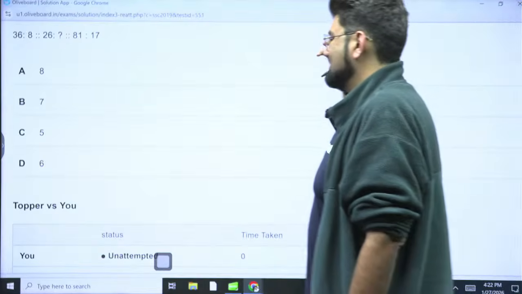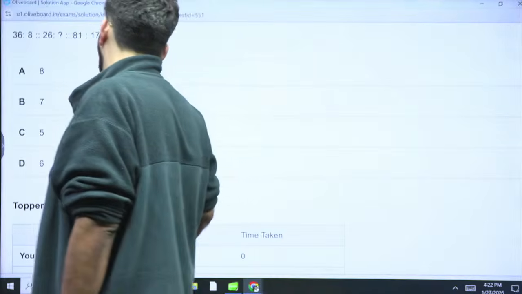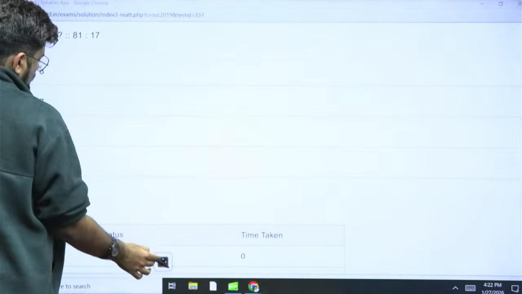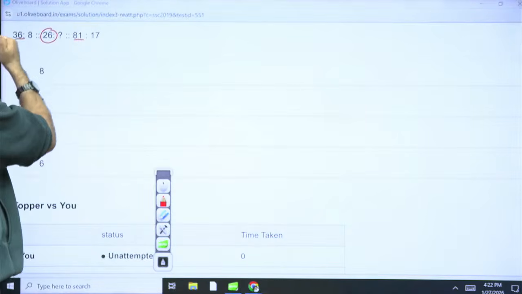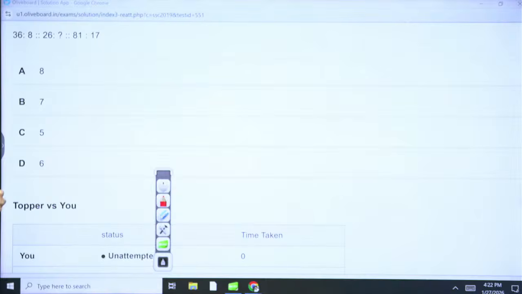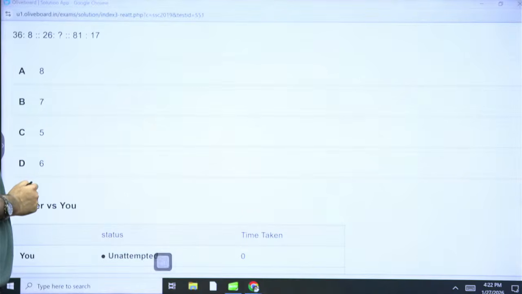36, 8, 26, 81, 70. Now they are going to confuse you here a bit. Initially you guys might take these as perfect squares, but you fail to realize that this is not a perfect square. So it has got nothing to do with perfect squares. What else? 36 and 8. Can I divide it by a number?